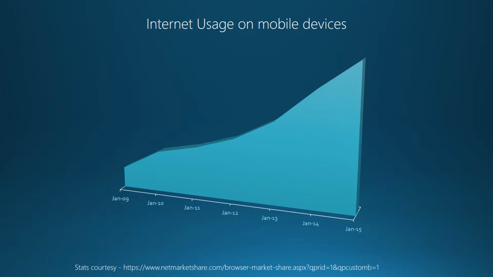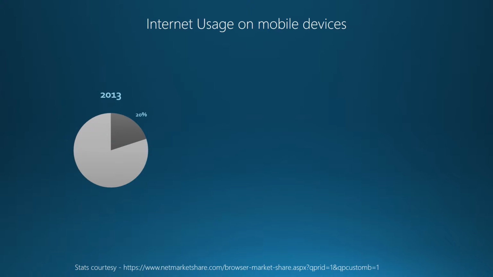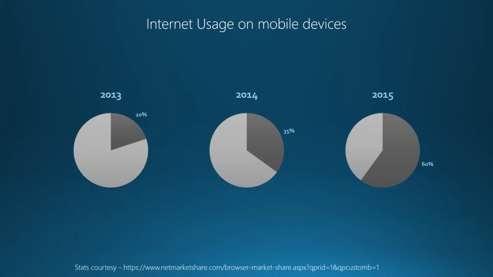As we can see from this chart, which is from netmarketshare.com, the share of internet usage on mobile devices year over year is increasing rapidly. In 2013, mobile browsing took a share of 20%, and last year it was near 40%, around 35%, as compared to traditional desktop browsing. And the statistics show that this year, mobile browsing has well surpassed traditional desktop browsing.